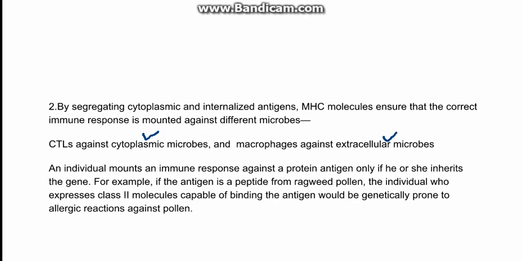Also, it has a role in hypersensitivity reactions, because there are a few individuals who can process the peptide derived from pollen and present it. When these individuals present it, the class 2 molecules can bind to that antigen and can pose an allergic reaction. So a few people will have a reaction against the pollen and a few will have no reaction.